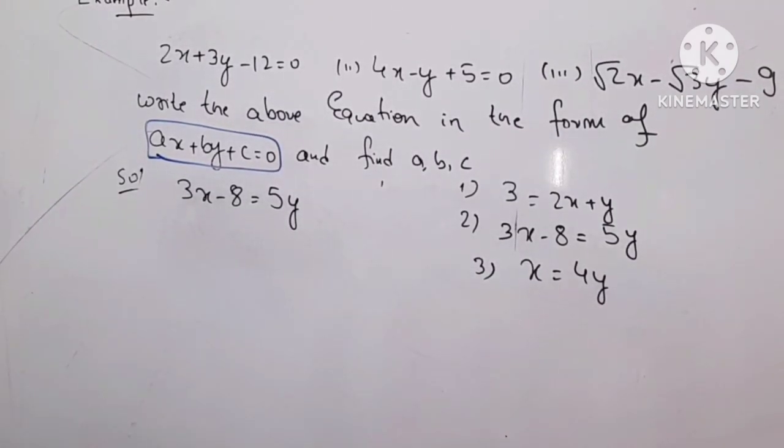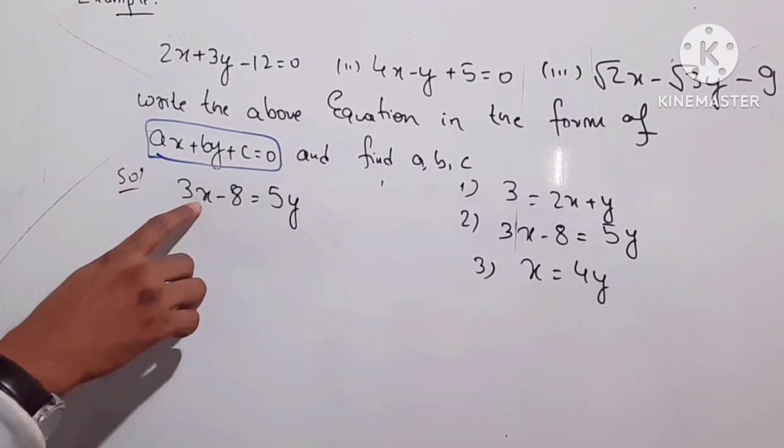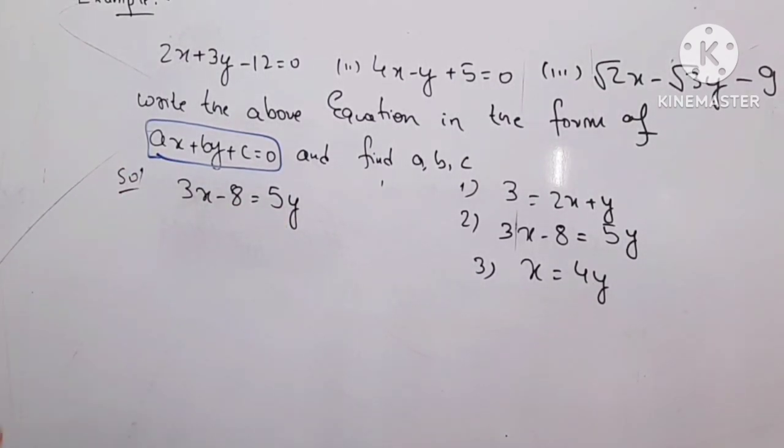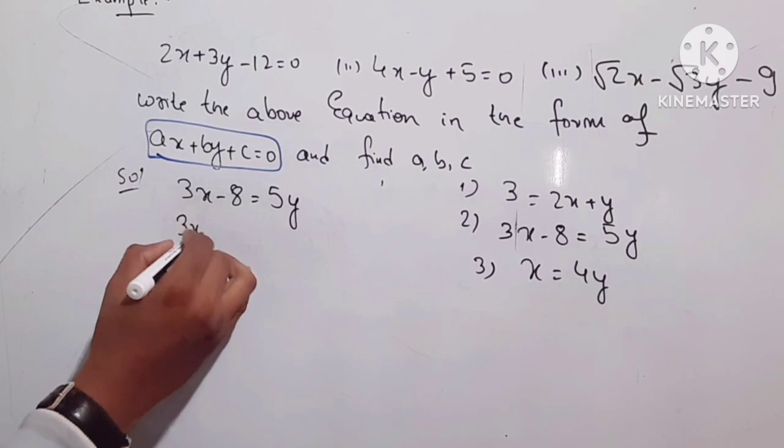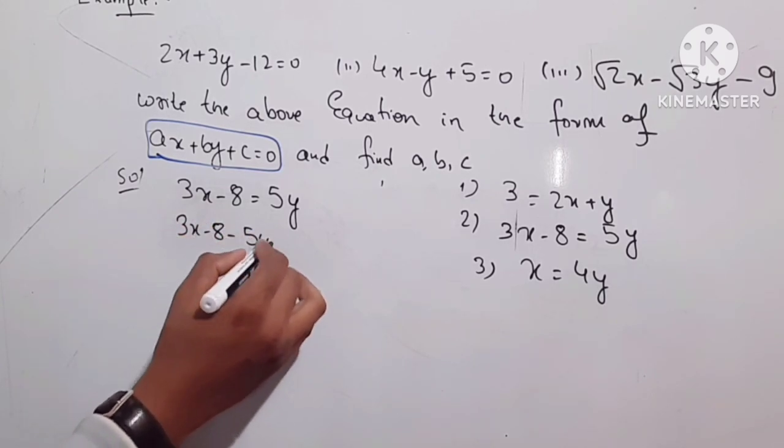So this is the next equation. Okay, so is it in this form? Left side, this right side. So you have to bring this one on the left hand side. Okay, so 3x minus 8 minus 5y equal to 0.